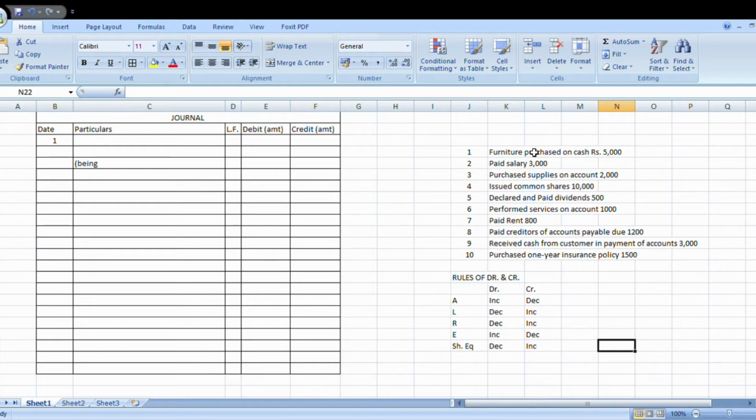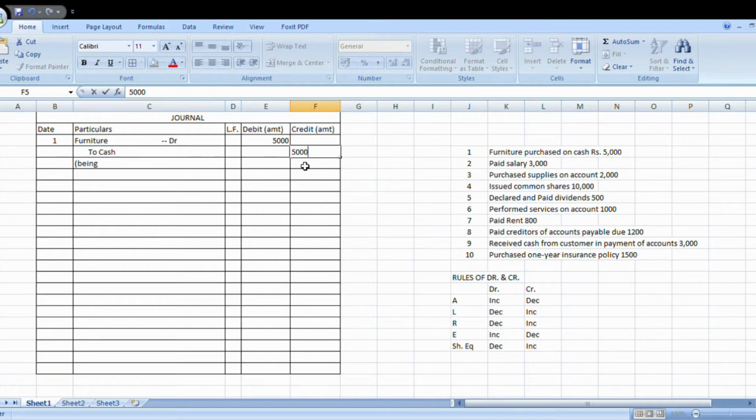This is the implication, this is the effect of this transaction. Furniture and cash both are assets, right? So when furniture is increased, furniture will be debited. See, increase in asset is debited. Since increase in asset is debited, we will debit the furniture. Here in this journal entry, we will debit the furniture like this: furniture debit. By what amount? 5,000. And what has been credited? Cash has been credited. We'll leave some space here and then we'll write to cash. And we will write this amount on the credit side.